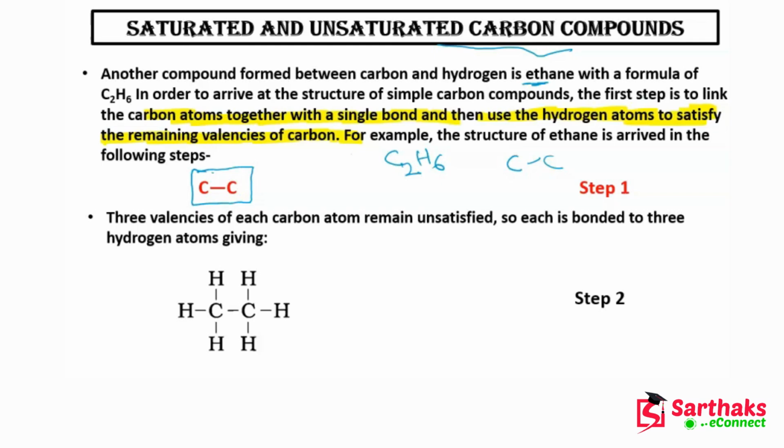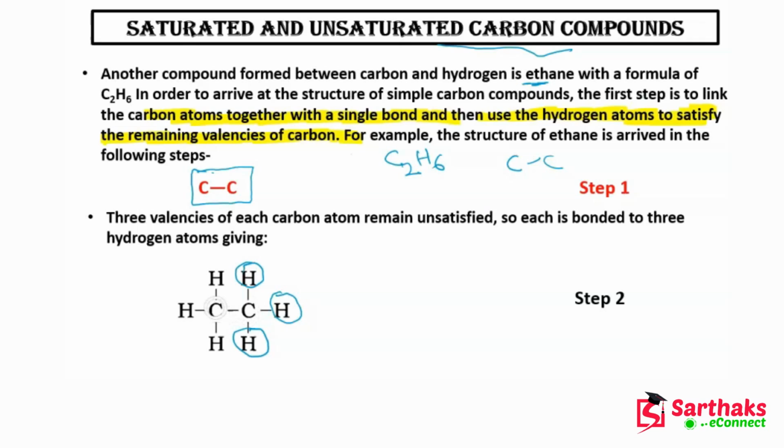Now I will complete these valencies with hydrogen. How will I complete it? I will connect one hydrogen here, then one hydrogen here, and then one hydrogen here. Now you can see the valencies of this carbon are completed. It is connected with this carbon and with these three hydrogens, so all four valencies of carbon are completed.